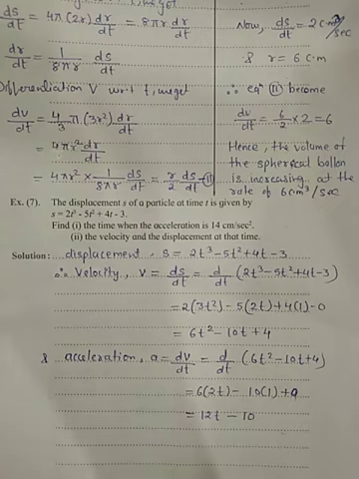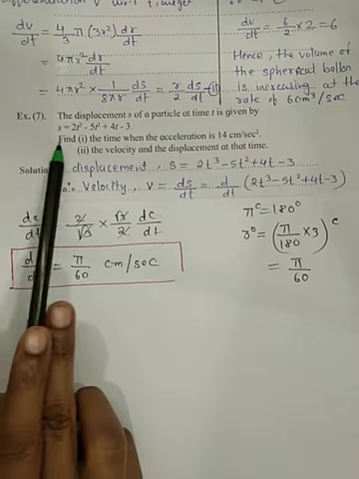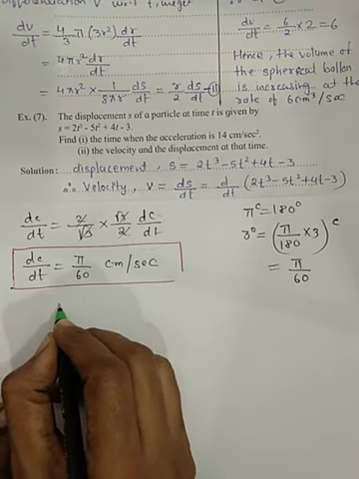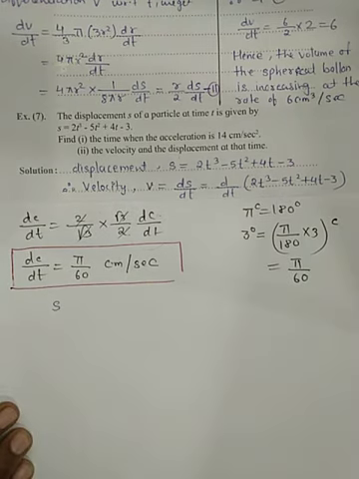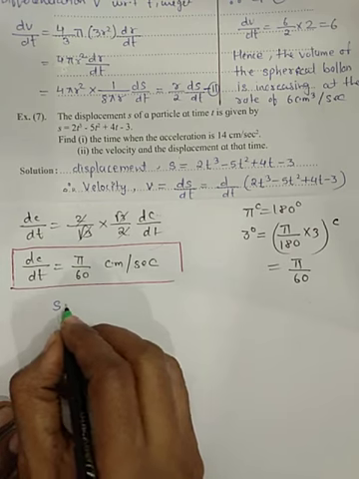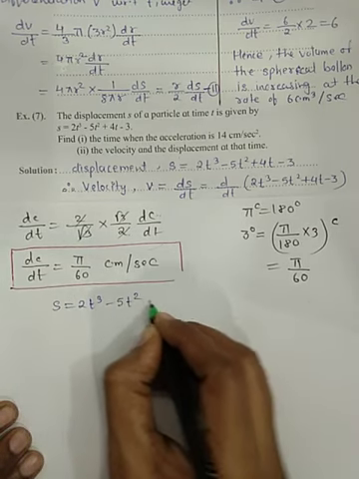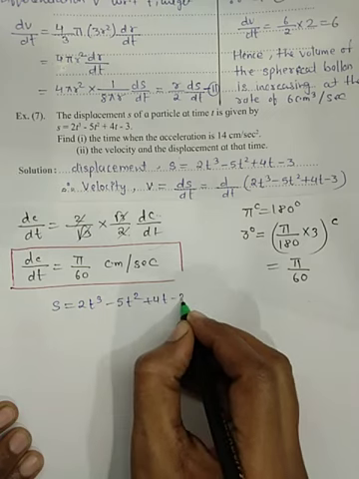See children, we are given s. I am doing rough work over here; the final I will send as PDF. Displacement is given to you, and that is nothing but 2t cube minus 5t square plus 4t minus 3.